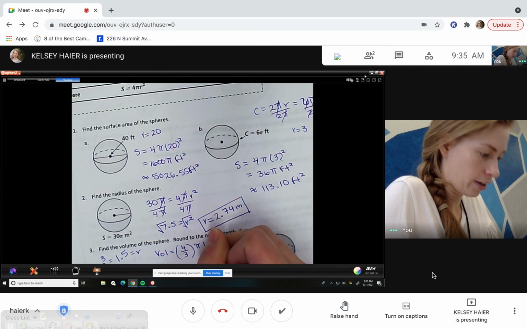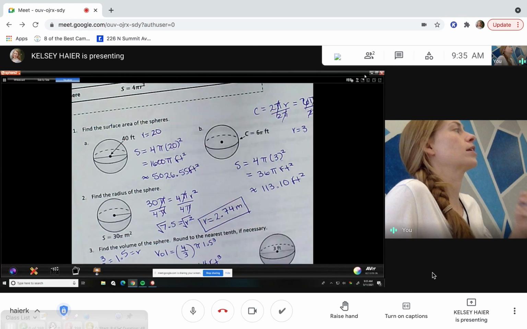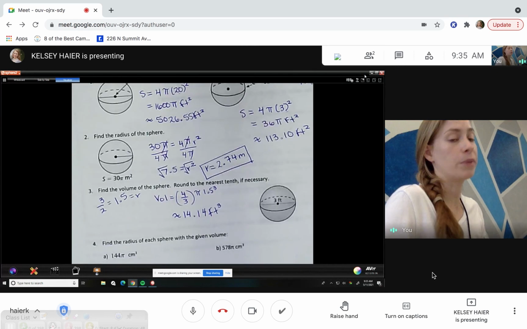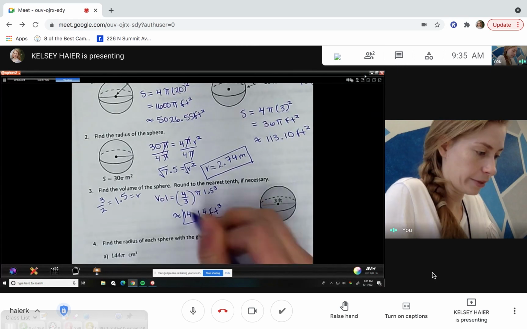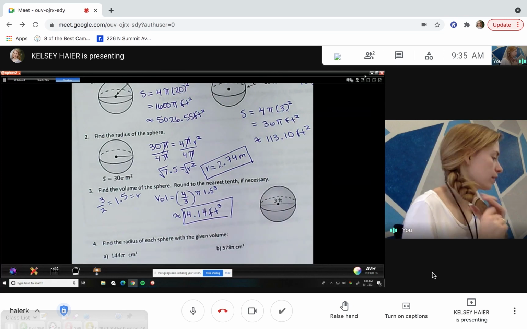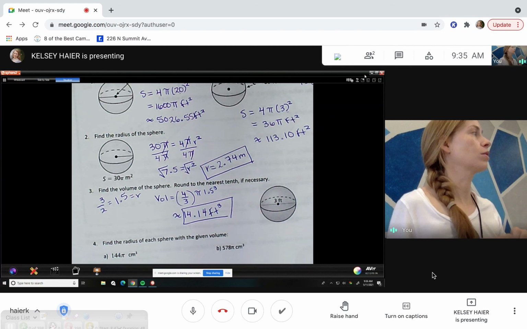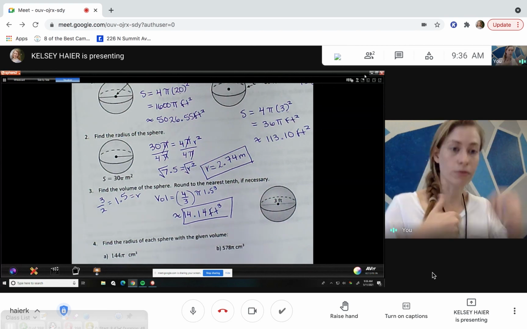14.14. And then when I do my units, it's going to be to the 3rd power because we're saying, hey, it's going to be cubed. And boom. That's pretty much it. All right. And then I'll do one more of these for y'all because I want to make sure y'all know how to take the cube root of something.